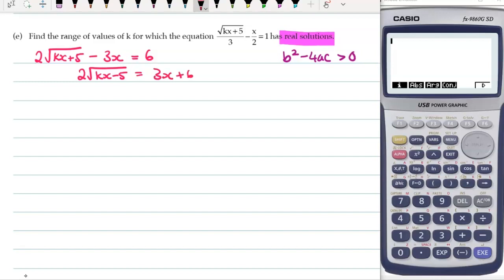Now we're going to square both sides. So we end up with 4kx minus 5 on the left. Don't forget to square the 2 as well. This will be 3x plus 6 squared, which is the same as timesing by 3x plus 6. So make sure you don't miss the middle terms here. So we'll get 9x squared. 6 times 3x is 18, and that will happen twice. So we have 36x, and then 6 squared is 36. This is 4kx minus 20.